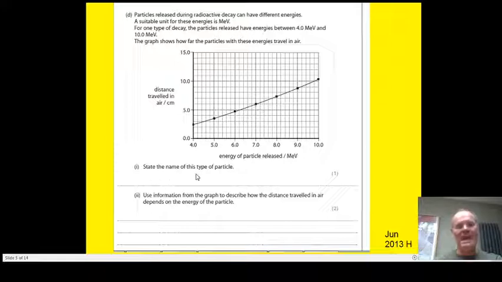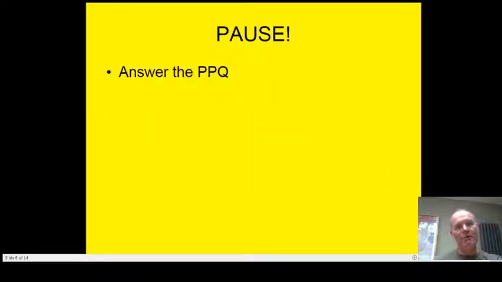It says state the name of this type of particle for 1 mark, so your knowledge should sort you with that one. Then it says use the information in the graph to describe how the distance travelled in air depends on the energy of the particle for 2 marks. This is a really excellent physics question with lots of things in it that are relevant and useful for you to think about in order to answer questions well. So, armed with your printout or piece of paper, pause this video and answer the past paper question. When you've done that, start playing again.